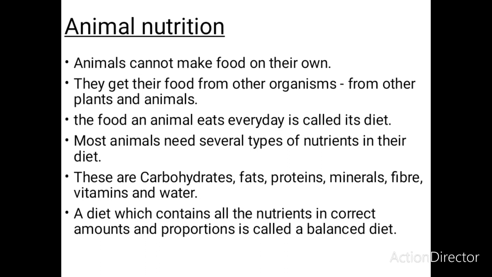A diet which contains all the nutrients in correct amounts and proportions is called a balanced diet. So by definition, a balanced diet is a diet which contains all the necessary nutrients in their correct amounts and proportions.